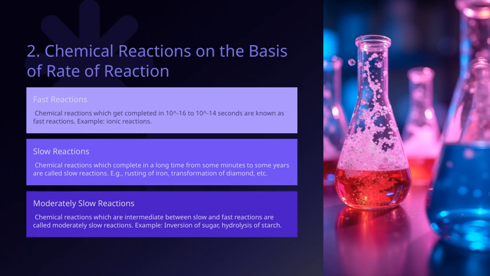Finally, the fastest reactions are the ones that occur almost instantaneously. These can happen in just 10^-16 to 10^-14 seconds. A good example is ionic reactions, which happen extremely quickly. Overall, categorizing reactions based on their rate helps us understand their behavior and the conditions under which they occur.